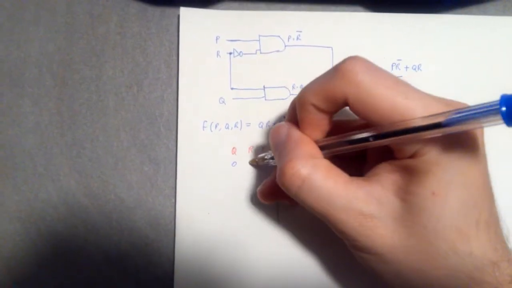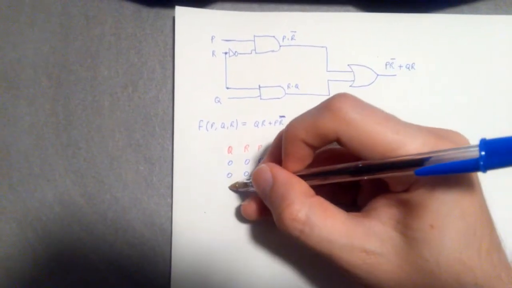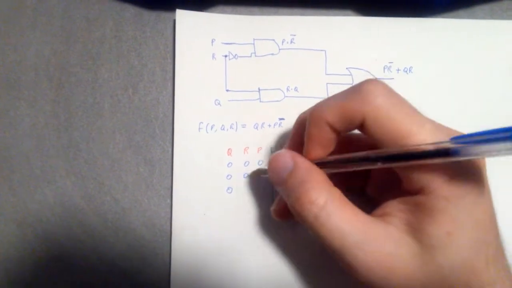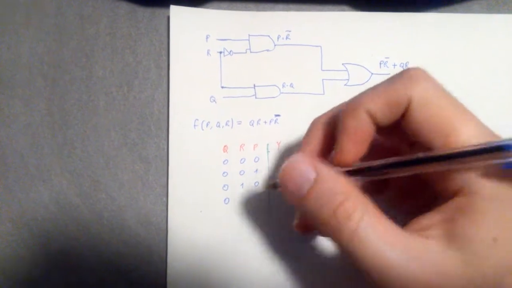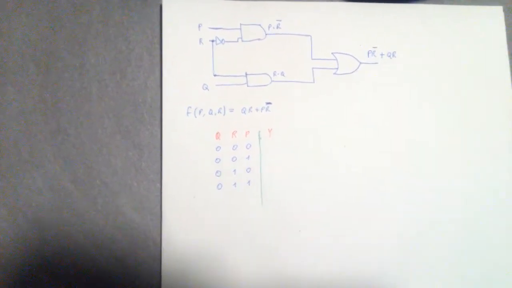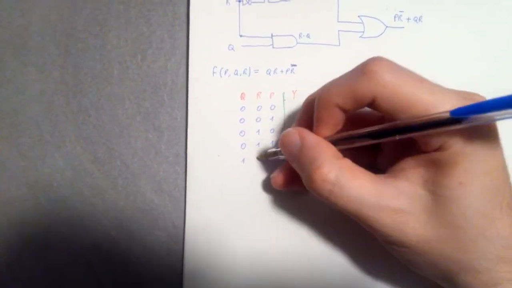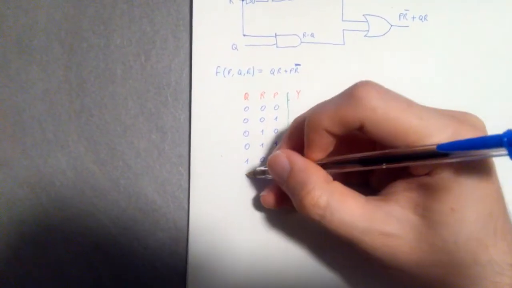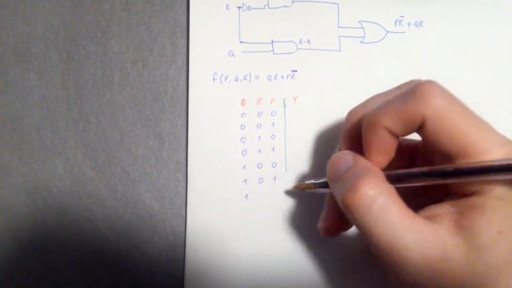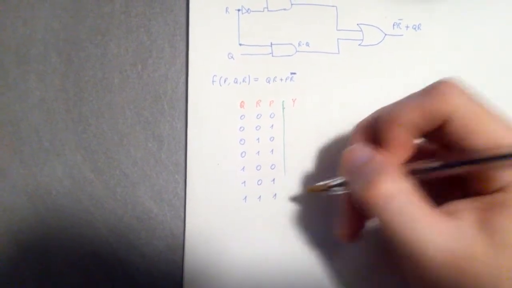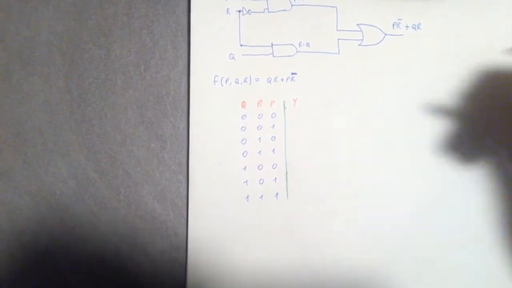So if I make the truth table, let's start. I have 0 0 0, 0 0 1, 0 1 0, 0 1 1, and then we're going to have 1 0 0, 1 0 1, and lastly 1 1 1. So those are going to be our combinations.